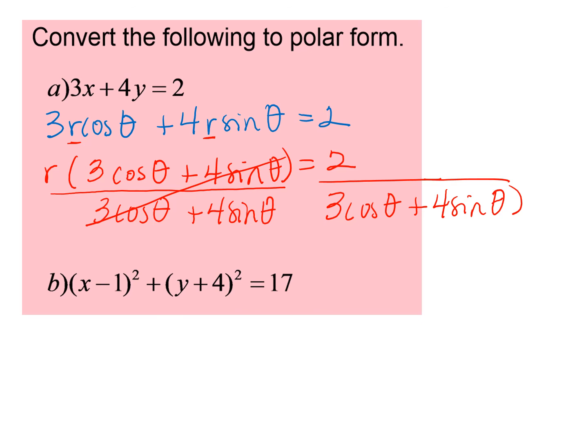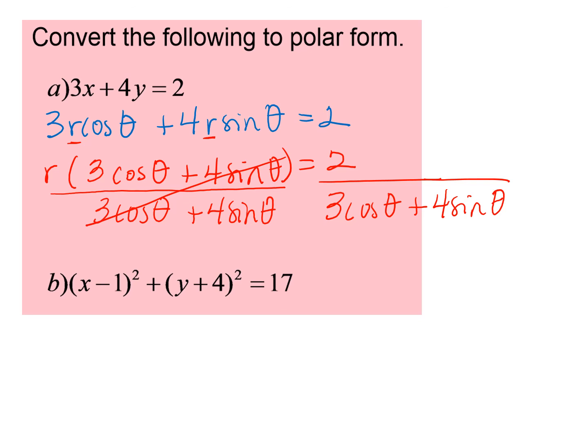And so we have taken that rectangular equation and put it into polar form. Be careful when you're typing this in. You'll need to make sure that after you do 2 divided by, you put parentheses around that whole denominator. And that graph should be a line, because we know that 3x plus 4y equals 2 is a line.